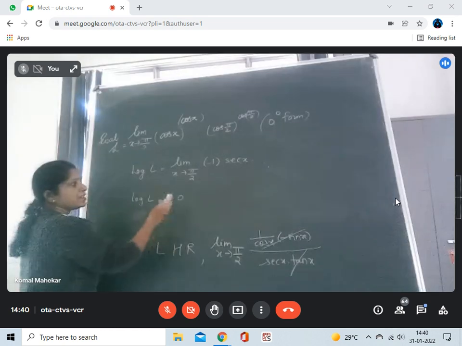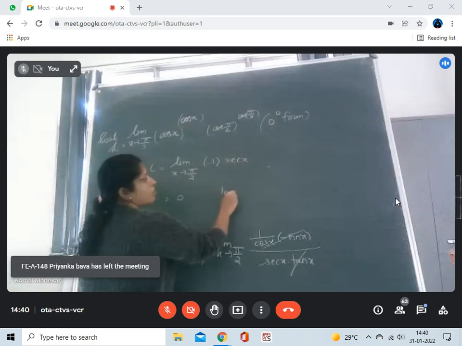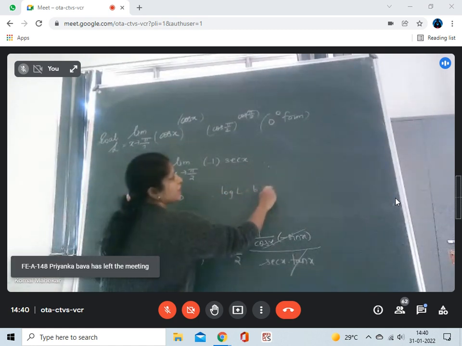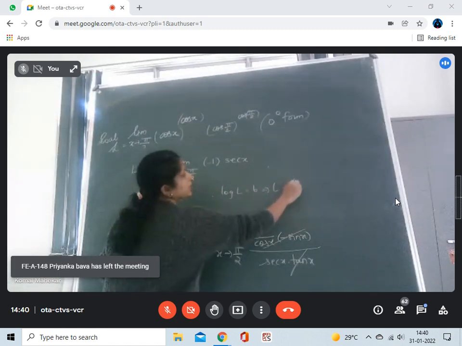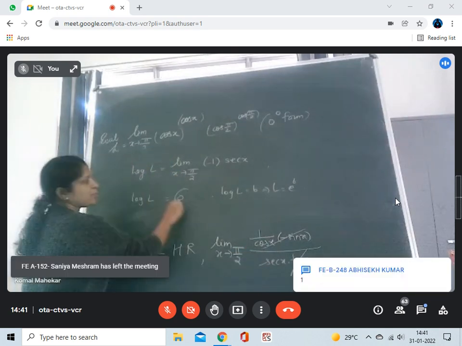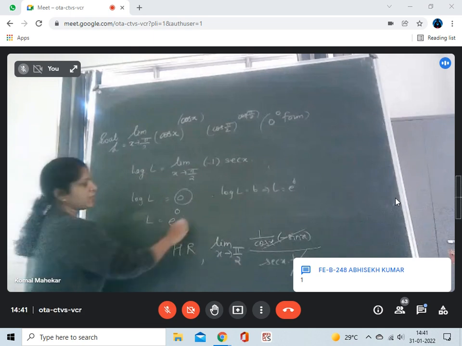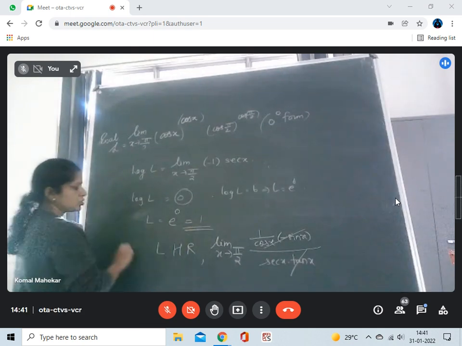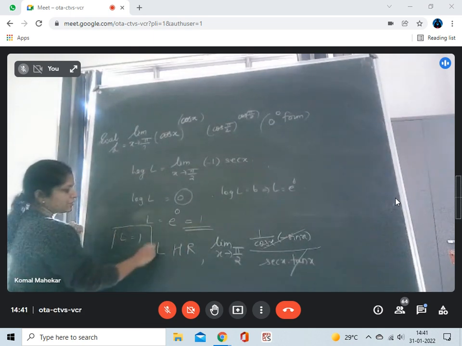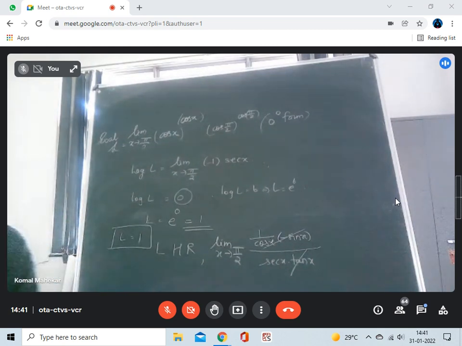Log of L is equal to 0. Since log of L is equal to 0, this implies L is equal to what? E raised to the power 0. And what is e raised to 0? That is 1. So L is equal to 1. The answer of this problem is L is equal to 1.